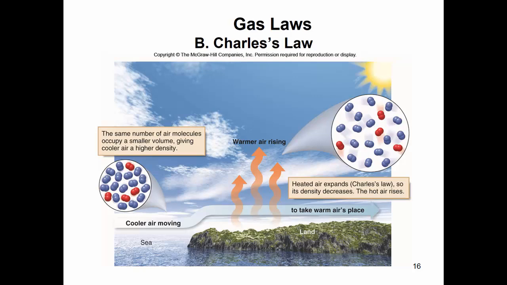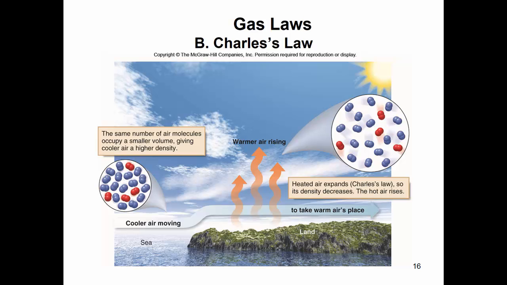So this explains why warm air rises. If you look here, we've got warm air there on land, and then we have cooler air over the sea. As warm air is heated, we just stated that if you heat gases, then they expand, right? And so heated air expands. Therefore, the molecules are further apart. Therefore, they're less dense. And so the density decreases, and this makes hot air rise.